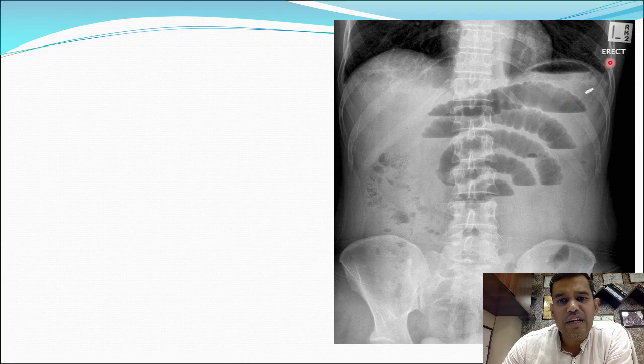So as it is already written, it is an erect X-ray. But when you have an air fluid level, as in horizontal lines, that suggests this X-ray was taken in an erect position. Now we'll describe this X-ray in our ABCD format.